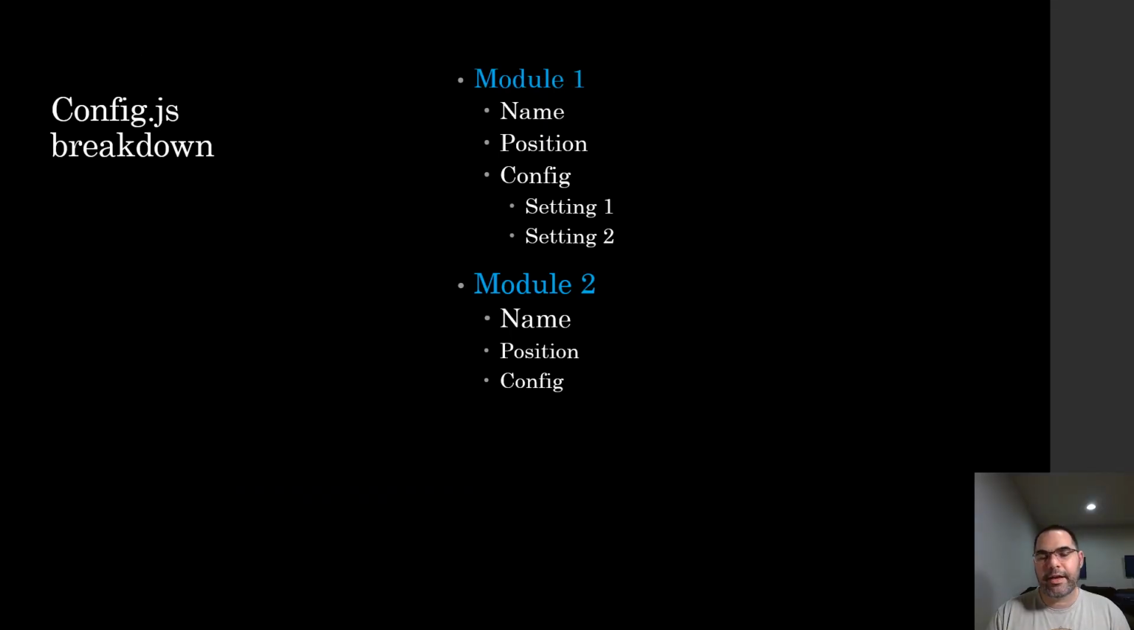This is a breakdown of that config.js file. This isn't what it actually looks like, but this is showing how it works. You have the module structure where you have the name of the module and then you have position, and the position is what quadrant of the screen you want to place the module on. Then you have your config section where you do your settings. For instance, for weather, you might have your zip code in the config section, and that's what makes the weather module know that it's your weather.